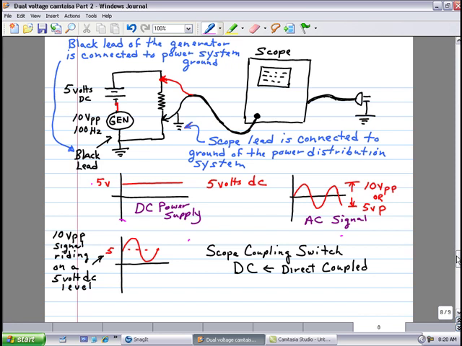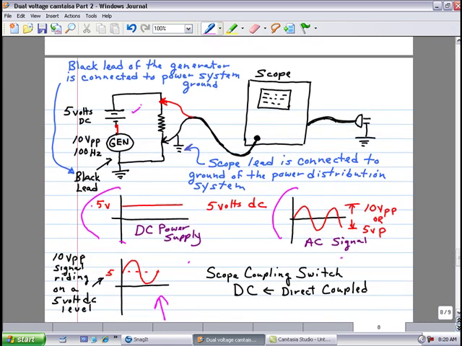Okay, so in the first part of the lab here, you're adding together a 5 volt steady state DC value and a 10 volt peak to peak AC value. What you should end up with is a 5 volt DC level and a 10 volt peak to peak signal combined together, which can be represented by saying it's a 10 volt peak to peak signal riding on a 5 volt DC level. Now remember, in order to see this, your oscilloscope has to have the coupling switch set to DC coupled, direct coupled, to see both the AC and DC components.